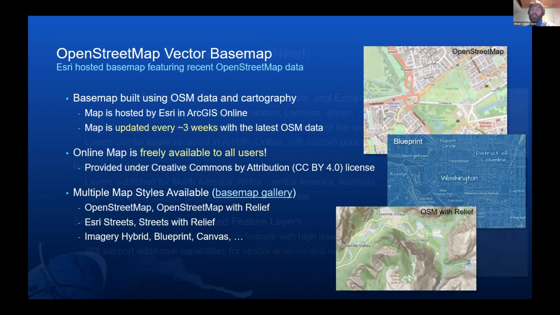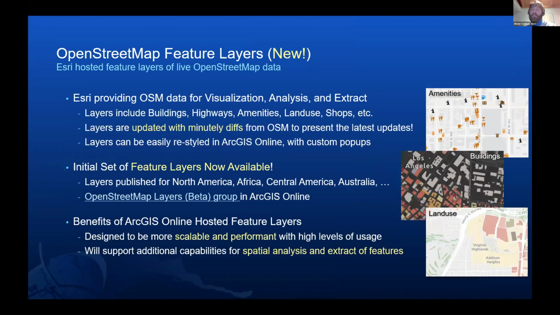Now, in addition to our vector basemap, this year we're introducing new OpenStreetMap feature layers hosted in ArcGIS Online to support visualization, analysis, and eventually extract capabilities. So this will include layers such as buildings, highways, amenities, and several more layers based on popular OSM tags. And one of the best features of these layers is that they'll be updated with minutely diffs from OSM. So they'll feature the latest updates. And these layers can be used as is or restyled to meet your needs.